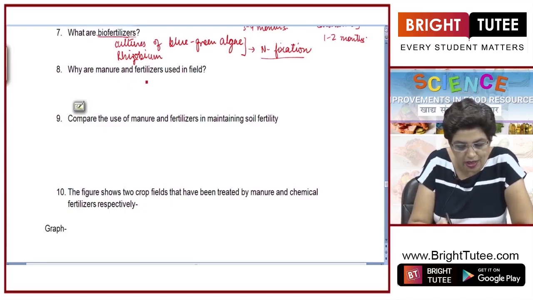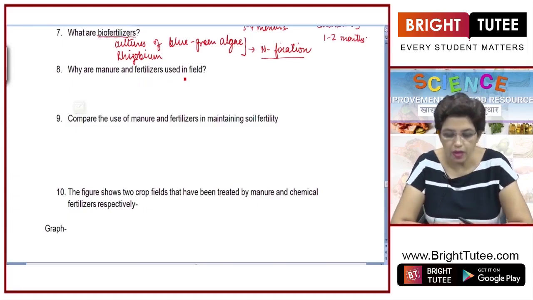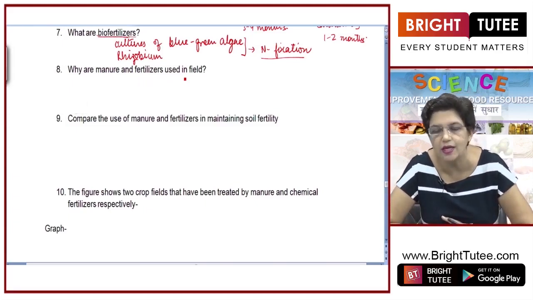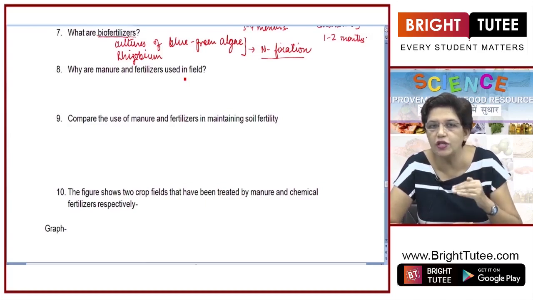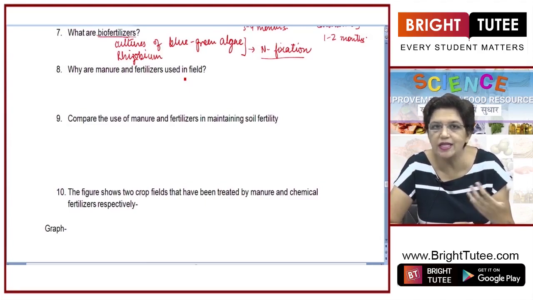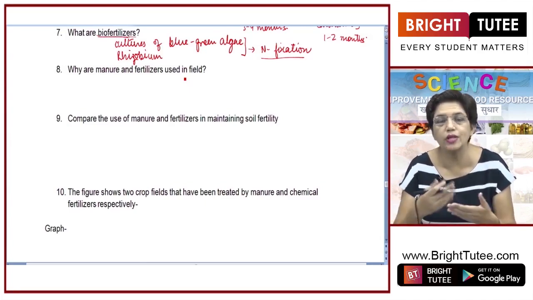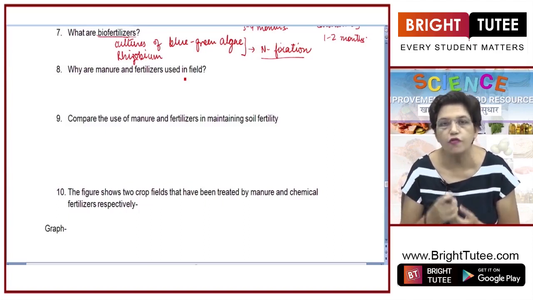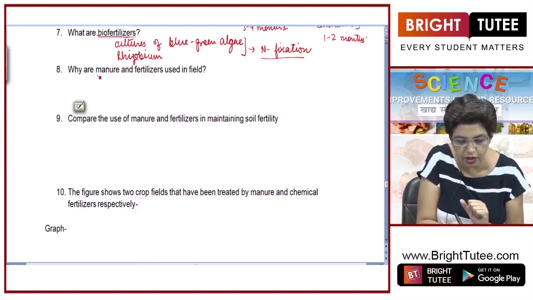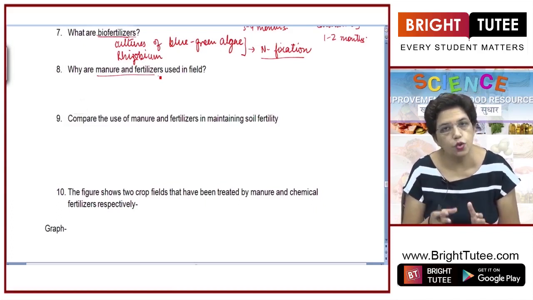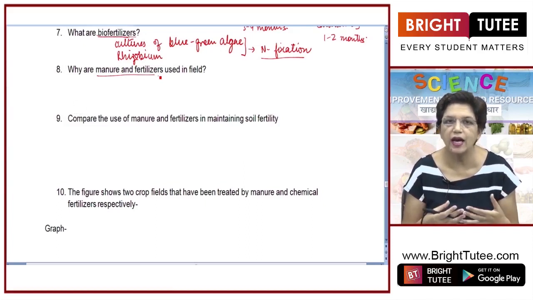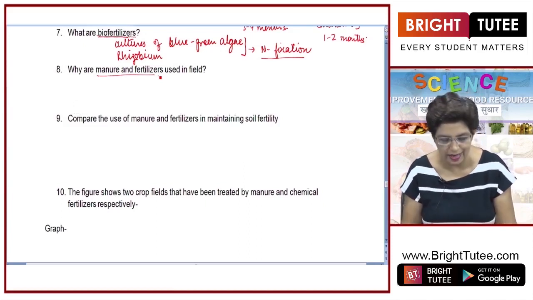Next question, why are manure and fertilizers used in the field? Now, when the farmers are growing crops in the field, these crops take up the nutrients from the soil. So what will happen? The nutrient content of the soil will reduce. So before we grow another set of crops, the fertility has to be improved, so that the next crops get enough nutrients for their proper growth. That is why we use manures and fertilizers to increase the fertility of the soil, so that the crops will grow healthy and we'll get good yield from the land.